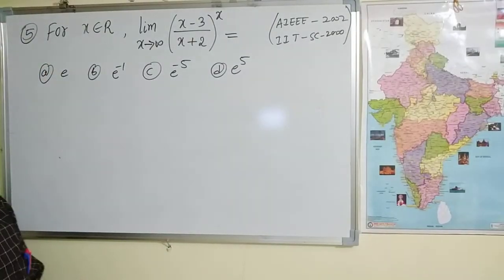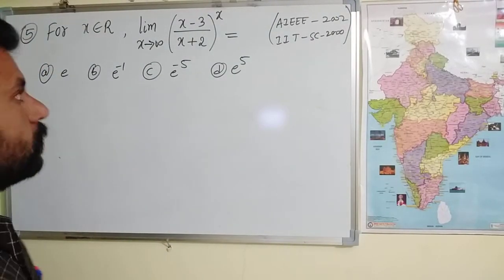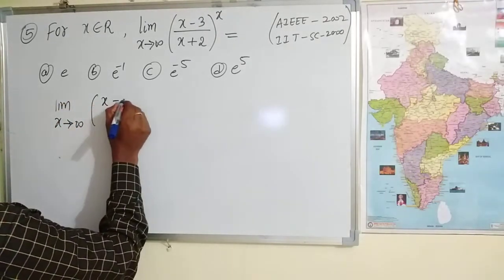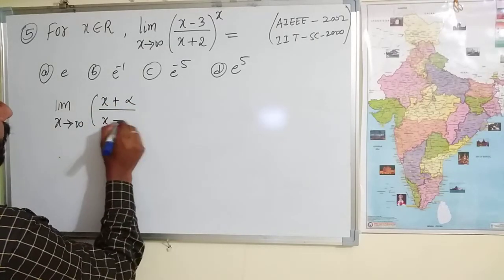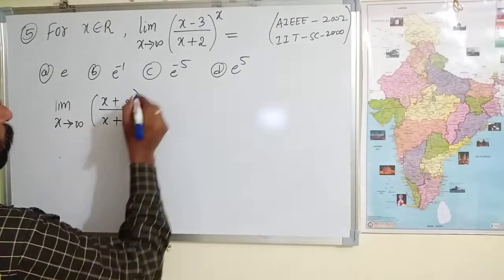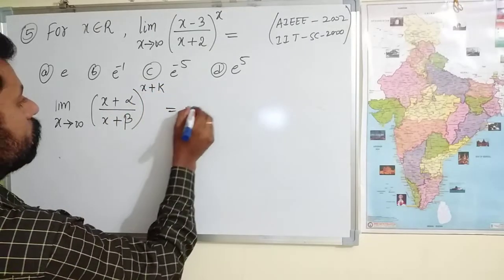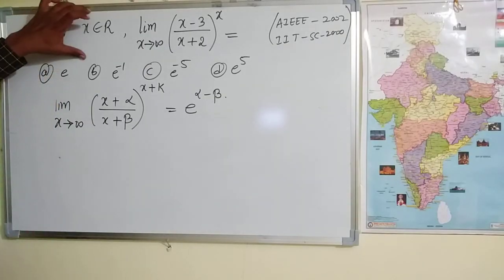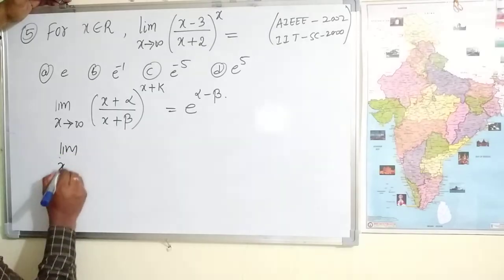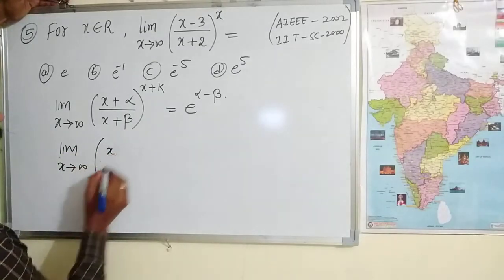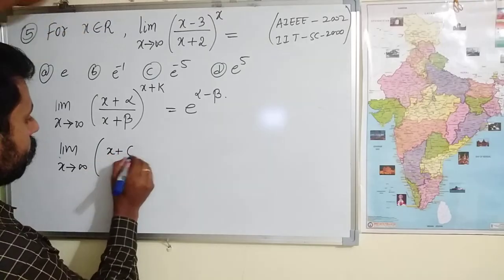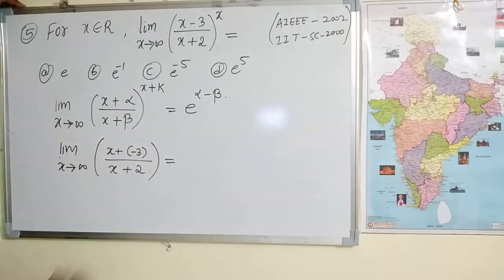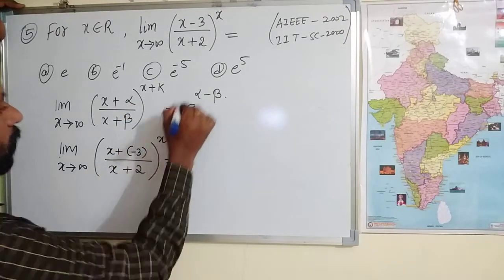To solve this problem, we use the standard result: limit x tends to infinity, x plus alpha divided by x plus beta to the power x plus k is equal to e to the power alpha minus beta. So this given result can be written as limit x tends to infinity, x minus 3 can be written as x plus of minus 3, divided by x plus 2, to the power, here we have x.